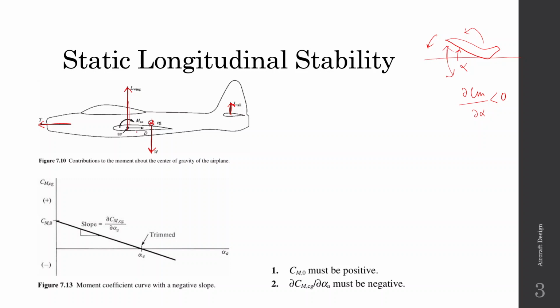And now what are the moments? You have a moment caused by the wing, and you also have a moment caused by the tail, but it is usually negligible because the tail size is quite small.